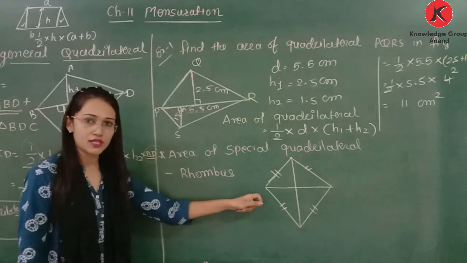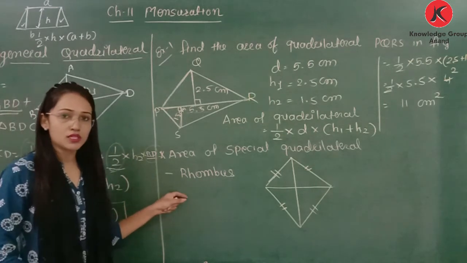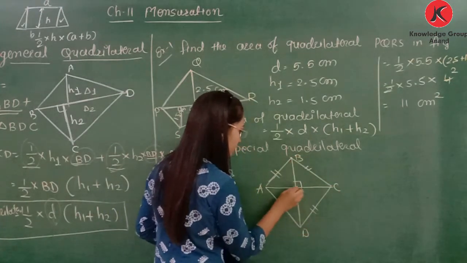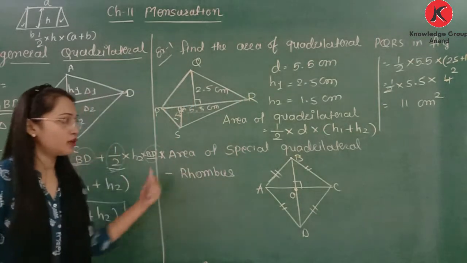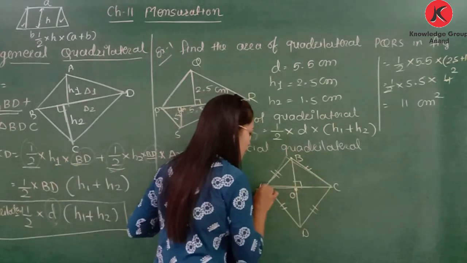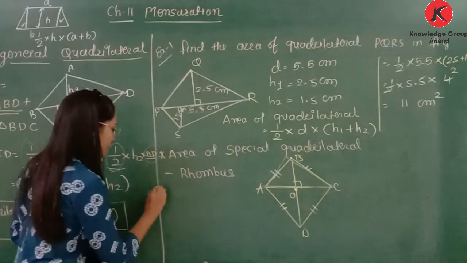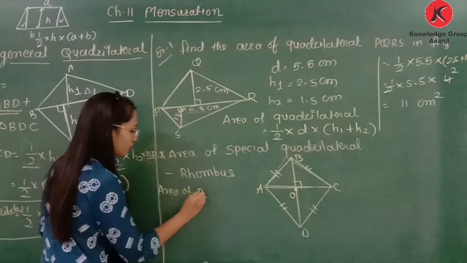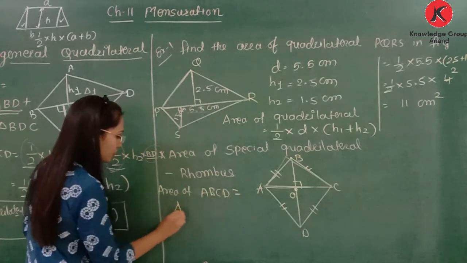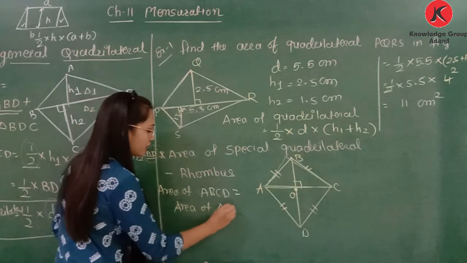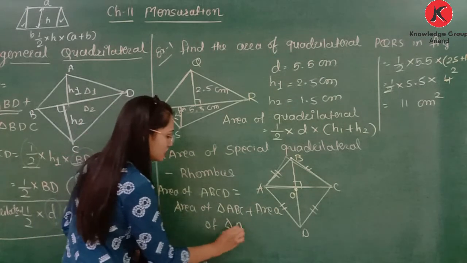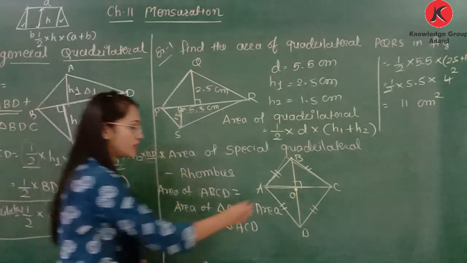Now if we draw a rhombus, how can we find the area of a rhombus? Let's consider this as ABCD. As we learned previously, it is a quadrilateral, so we divide it into two triangles. Here triangle ABC and here triangle ACD. So we can write area of rhombus ABCD is area of triangle ABC plus area of triangle ACD.